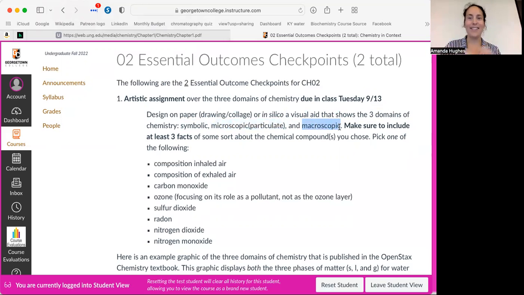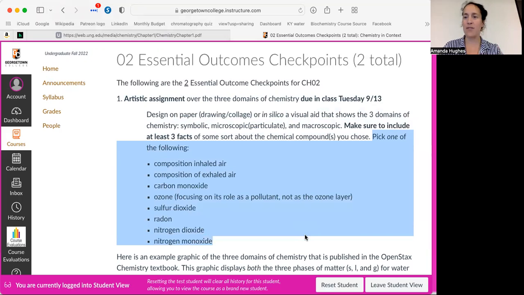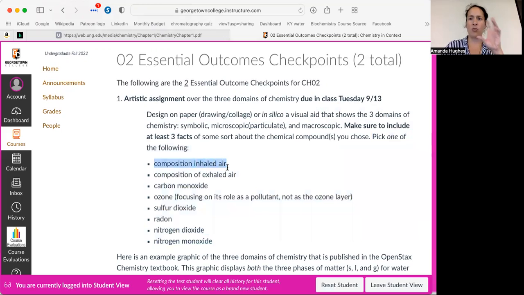And I would like for you to also, so essentially you're going to pick one of these things to draw your three domains of chemistry about. You can make one of these graphics to show the composition of the inhaled air. You could make one of these graphics to show the composition of exhaled air. You can do it solely on carbon monoxide.